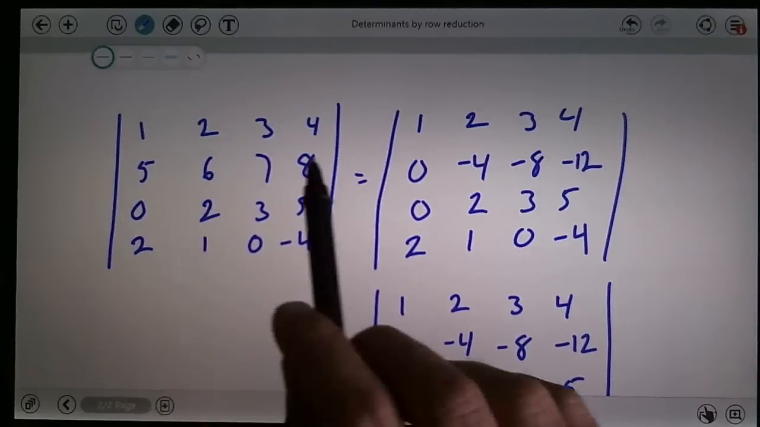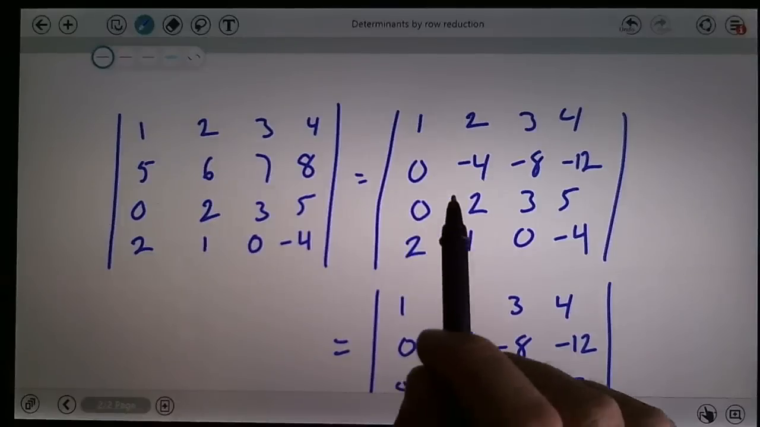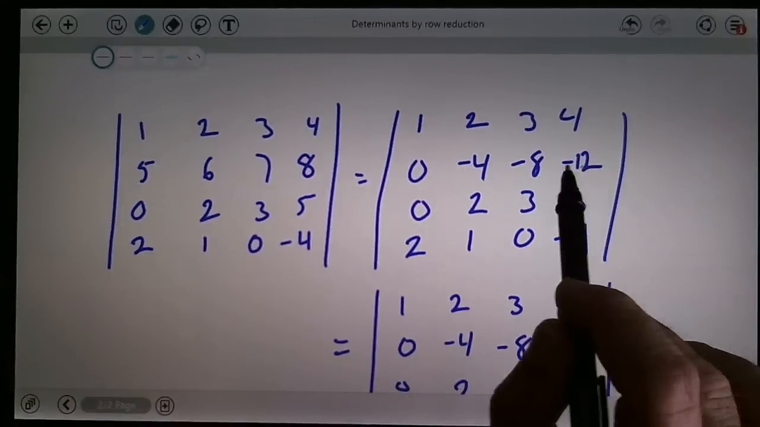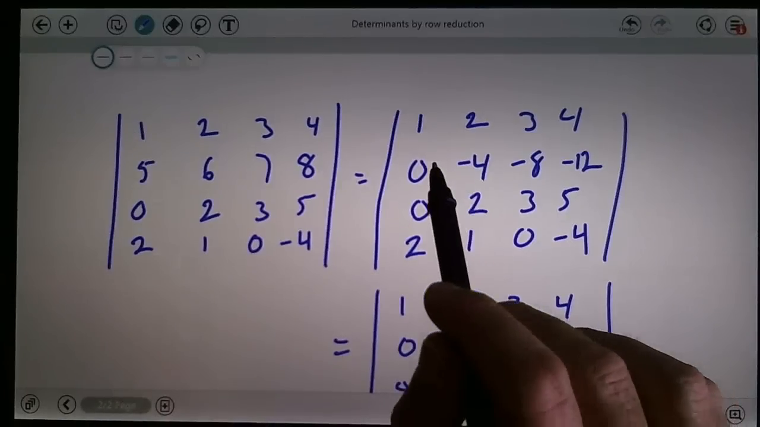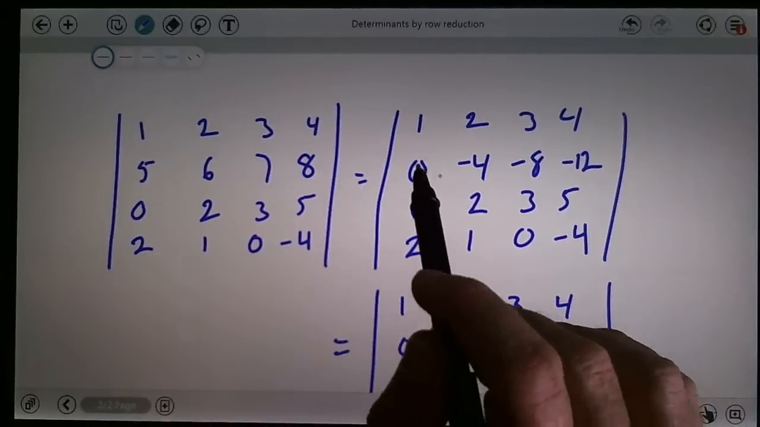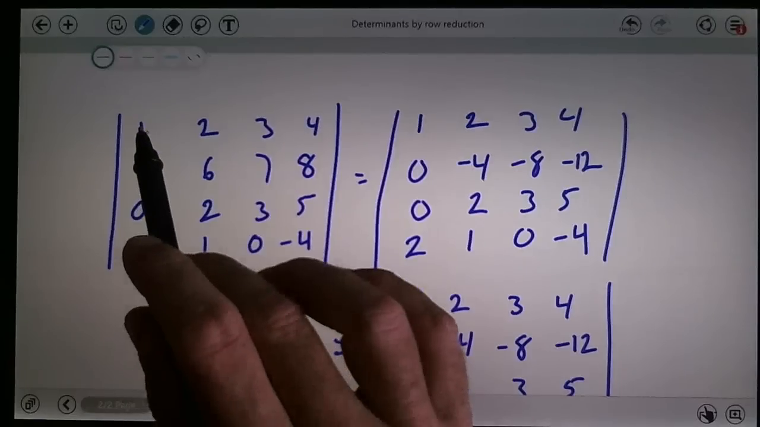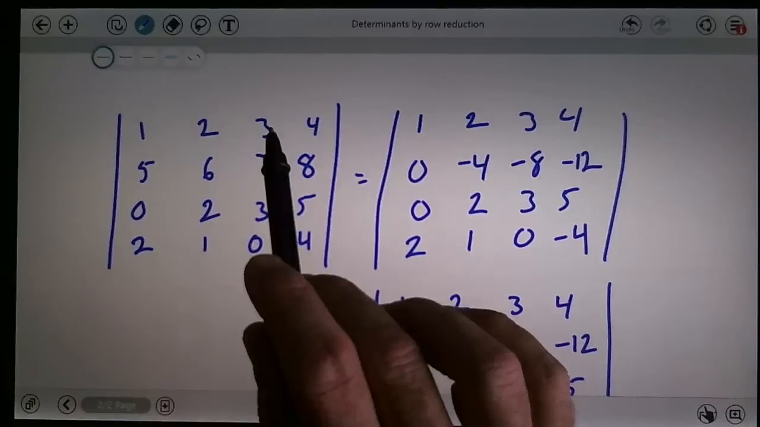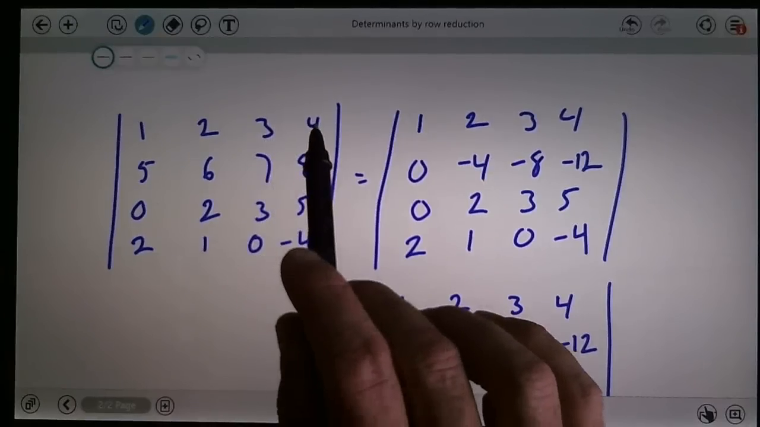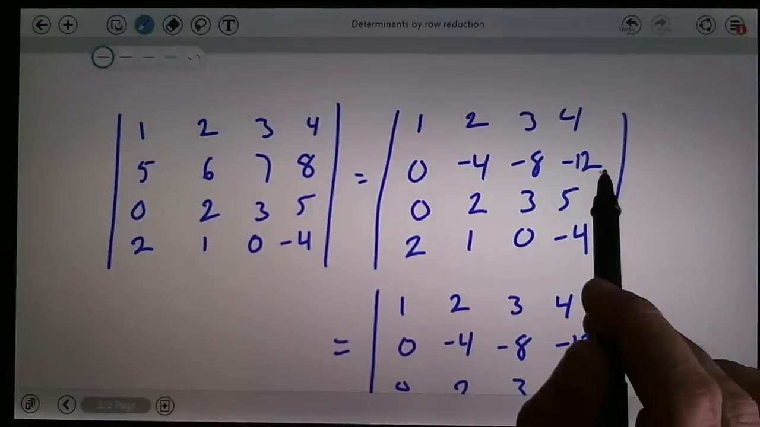So the first thing I'm going to do, going from here to here, is replace row 2 with row 2 minus 5 times row 1. So I've got 5 minus 5 is 0. 6 minus 10 is negative 4. 7 minus 15 is negative 8. And 8 minus 20 is negative 12. So there's that row there.